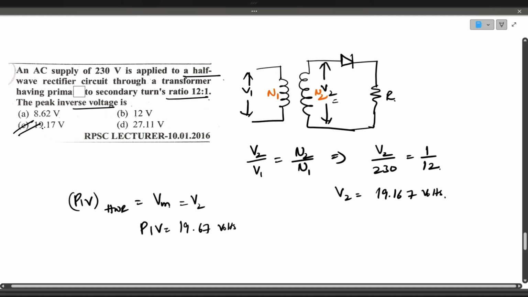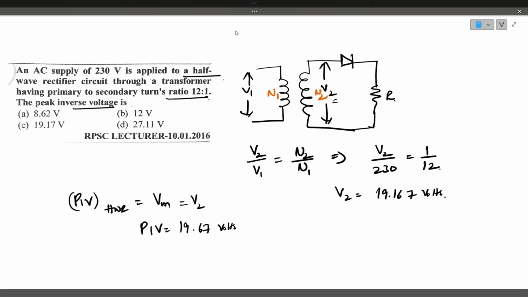Sorry. Actually, here the peak inverse voltage is the maximum voltage that we have to take. So Vmax is nothing but the voltage across the secondary winding multiplied by root 2, because 230 volts is the RMS value, so we have the RMS value. So multiplied by root 2: 19.167 multiplied by root 2 is equal to 27.11 volts. So the answer is option B.